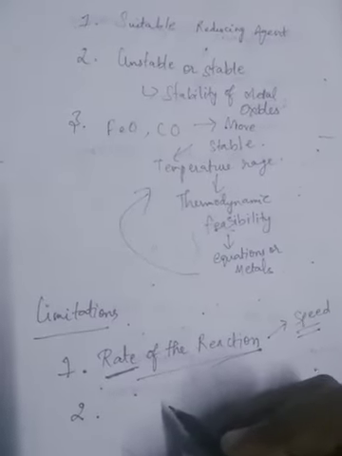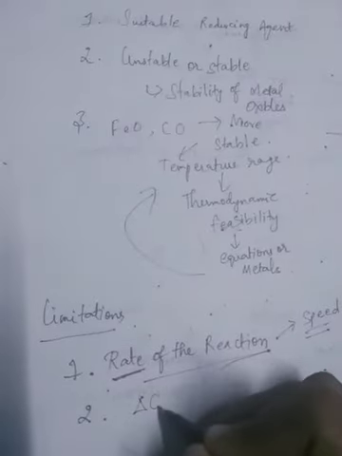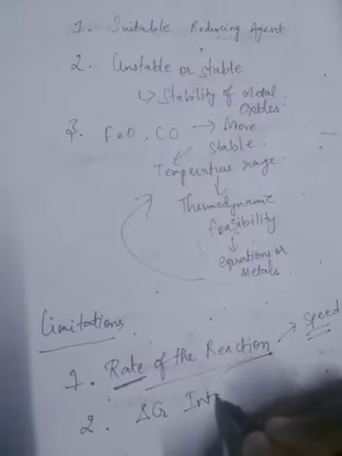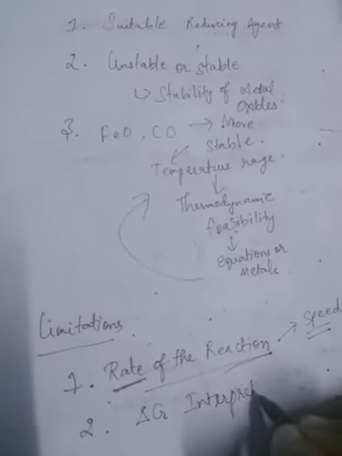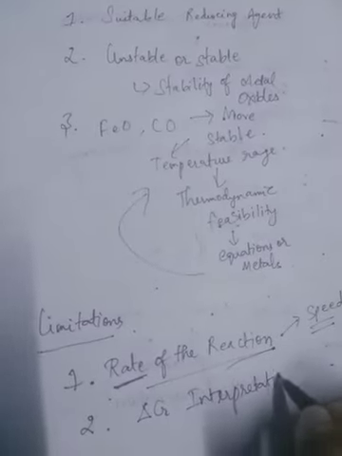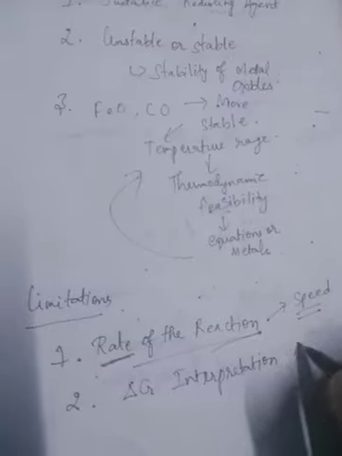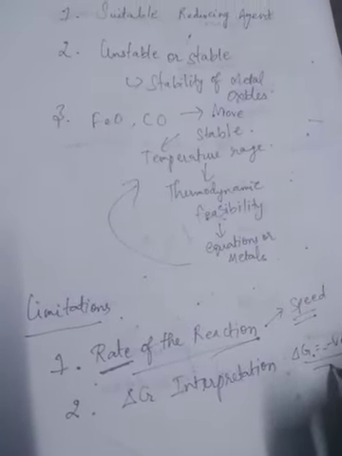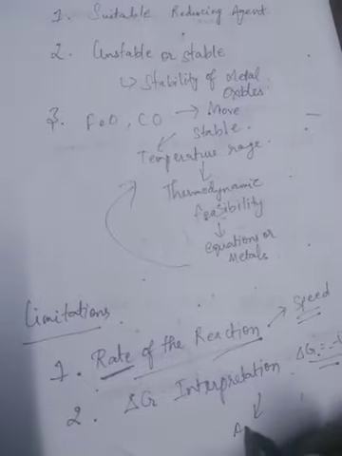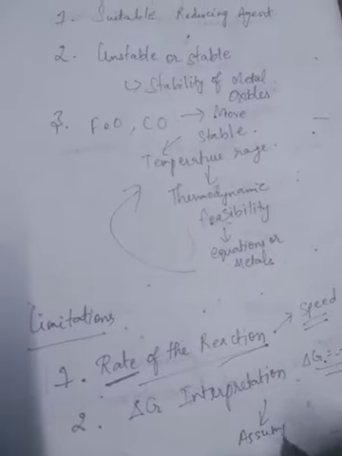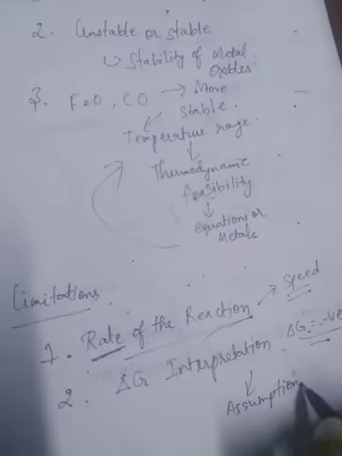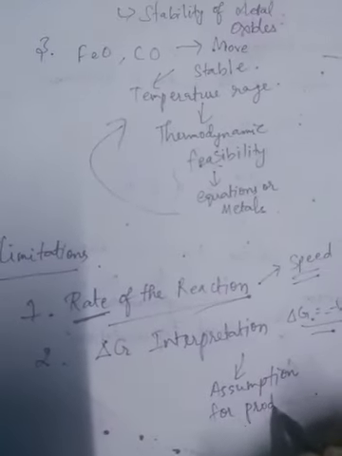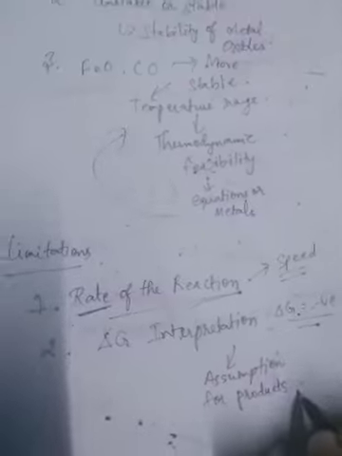Second disadvantage is that the delta G interpretation is just an assumption, which is a major drawback for Ellingham. This delta G representation that we are doing, delta G is equal to a negative value, we are taking, right, that is just an assumption for products, which may or may not be true.